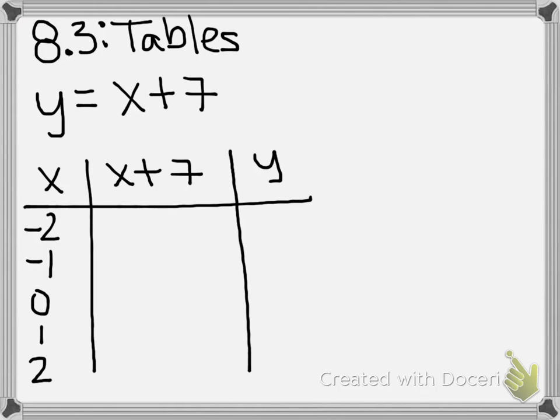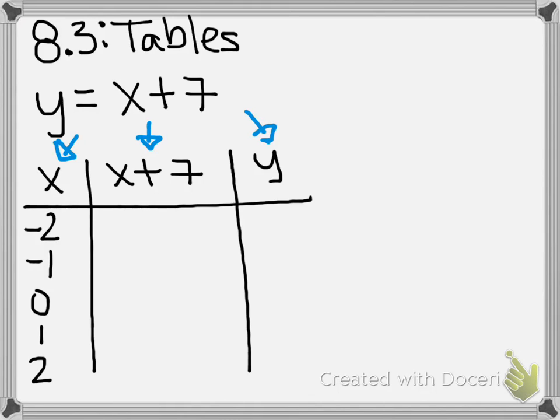Now, your table will always be set up the same way, with your x values in this column, your y values in this column, and then your function in the middle column. So now, since we use the same x values every single time, all we have to do is plug those x values into the function.